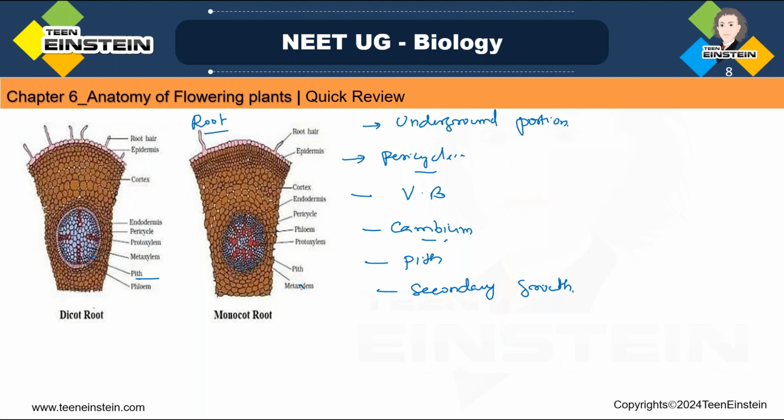That is, narrow cortex will be present in which one? In dicot root. But cortex is very wide in monocot root. Clear?